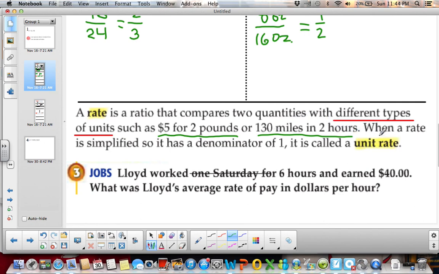Or distance to time. 130 miles in 2 hours. But when a rate is simplified, so it has a denominator of 1, it's called a unit rate, which means that if we figure out how much it would cost for 1 pound, or how many miles you traveled in 1 hour, that would be the unit rate. So the unit rate is when the denominator is 1, or it's however much it is for 1 pound or hour or whatever the unit is.